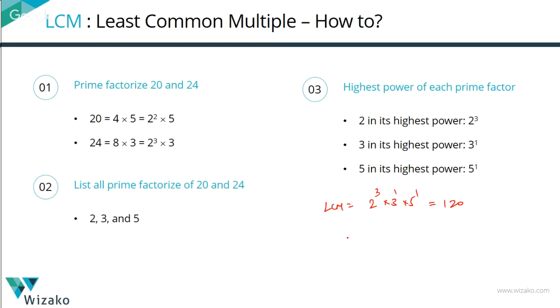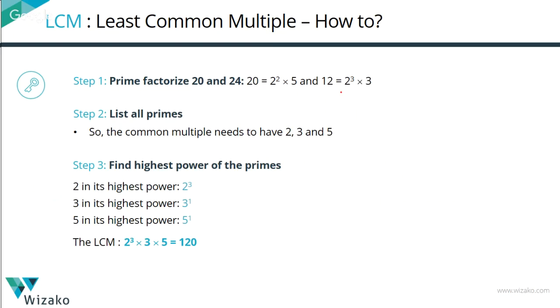Quickly recap all of these steps. First step, prime factorize the numbers. Pretty much the same as what we did with HCF. List all primes. In this case, you're not going to be picking the common primes. The common multiple needs to have all the primes in it, and it needs to have these primes in their highest power. LCM is nothing but the product of all of the prime numbers in their highest power.